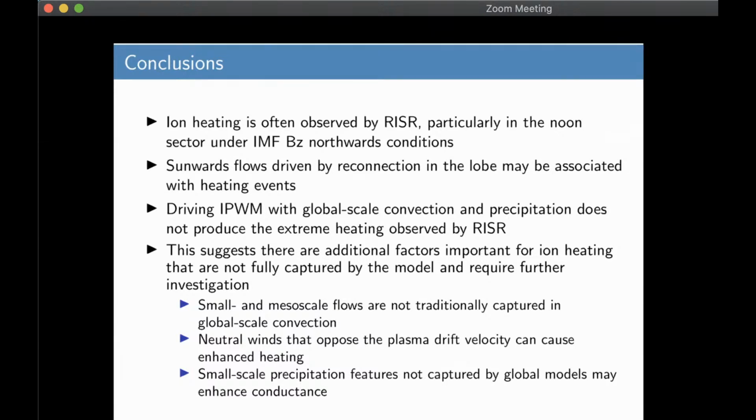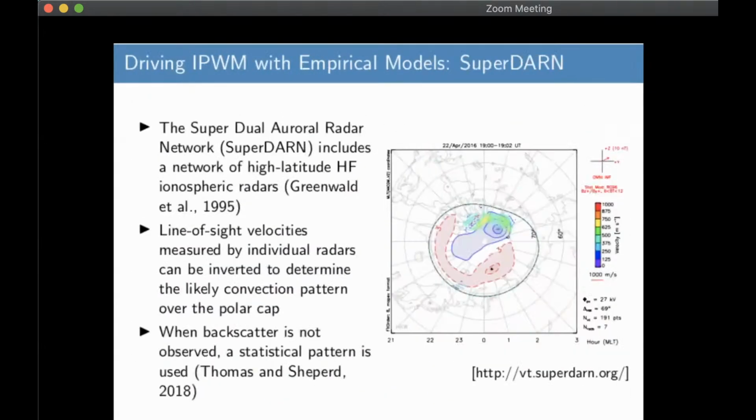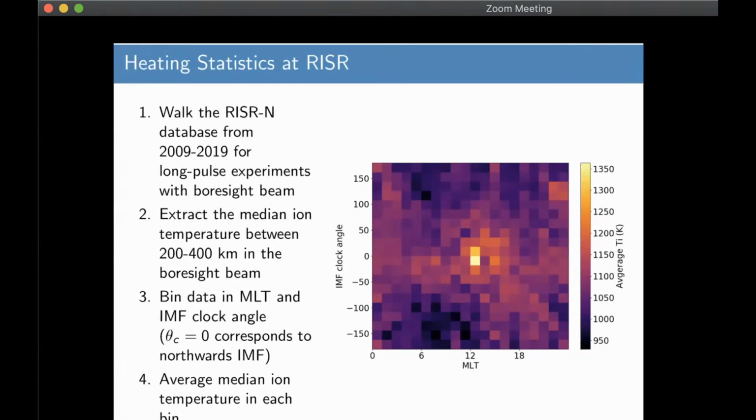If there are any questions, I can take them now. Yeah, great talk, Leslie. There's a question in the chat: do you filter out weak IMF conditions, like IMF B less than a nanotesla, for example? Oh, I assume you're talking about the statistical analysis. No, we did not. This is for all IMF conditions.